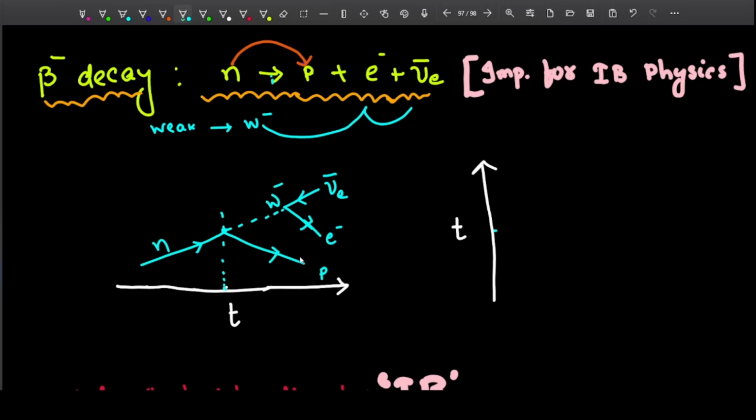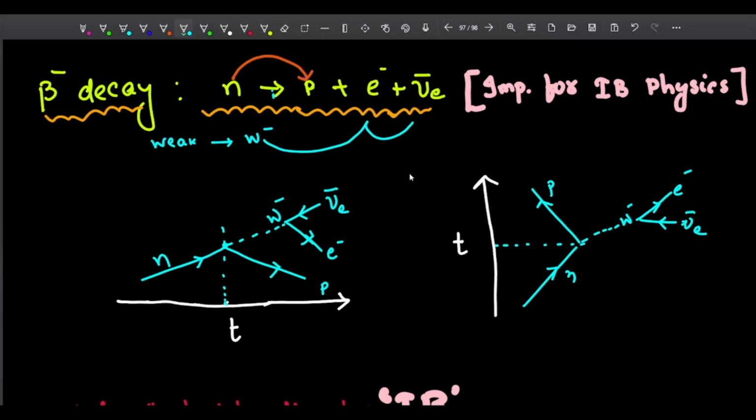Now the same diagram can also be drawn by taking time along the vertical axis. Let us do it. Here at first you have to visualize the interaction axis, and the incoming particle is your neutron. It gets converted into proton by exchanging W minus, and later on this W minus gives you 1 electron and 1 positron, not positron, sorry, that's my mistake. That's your antineutrino. So this is one kind of problem that generally we face in IB exams.